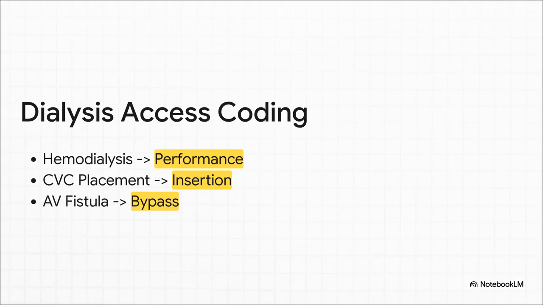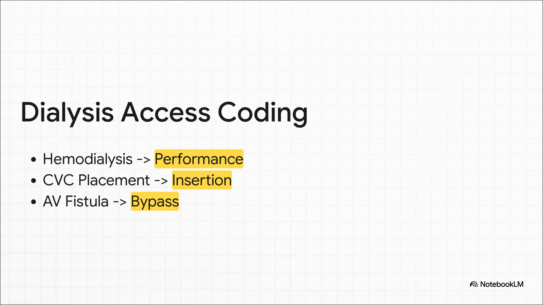T. Now, when a patient's kidneys completely fail, they often need hemodialysis. Let's systematically break down how we code this entire process. First, the hemodialysis machine taking over the function of the kidney falls under the root operation performance found in the extracorporeal assistance section, which gives us the code 5A1D0Z.